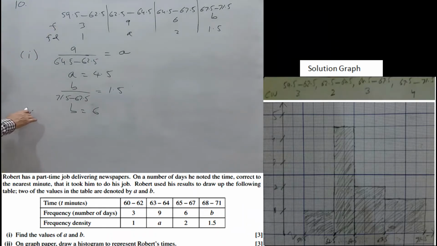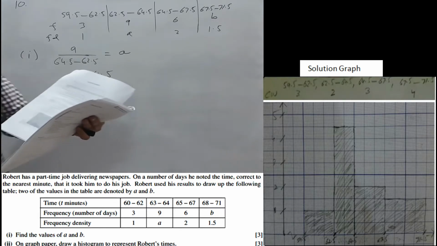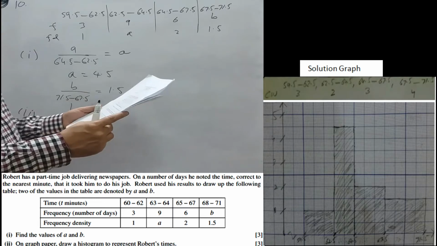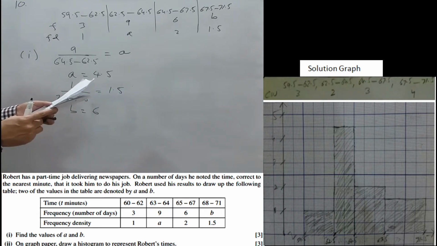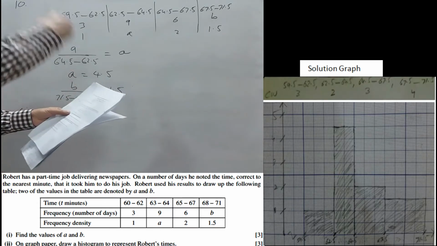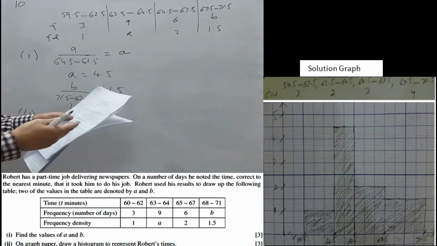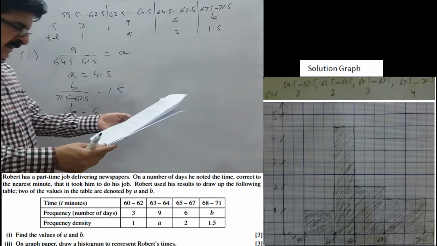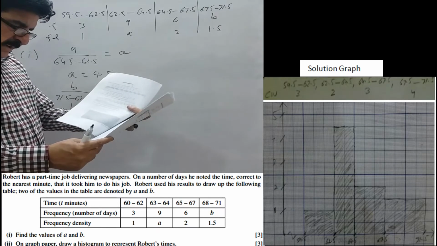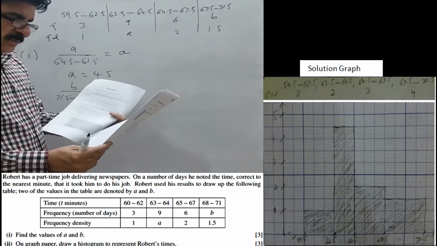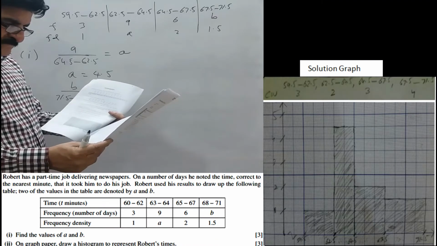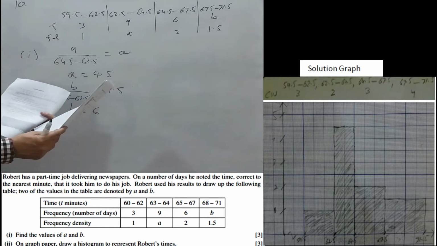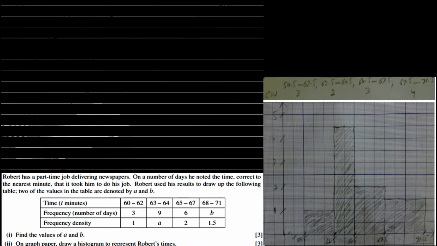In the second part you are asked to draw the histogram. I have drawn the histogram. Please see it. You have the histogram, and we have to plot frequency density along the y-axis and class intervals along the x-axis. So it's easier for you to understand, and you can also find the class widths as well. So see the histogram, you will understand it.